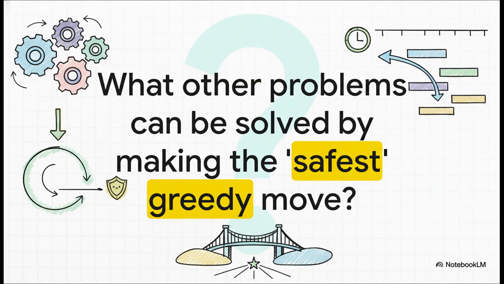So at the end of the day, the magic of this solution is that by making the locally optimal choice, by picking the activity that finishes earliest, we always leave the maximum amount of runway open for future choices. It's the safest move every single time, and it leads to the globally best result. Which leaves us with a fun thought. What other big, hairy, complex problems out there are just waiting for us to find that one, simple, safe, greedy move that untangles the whole thing?